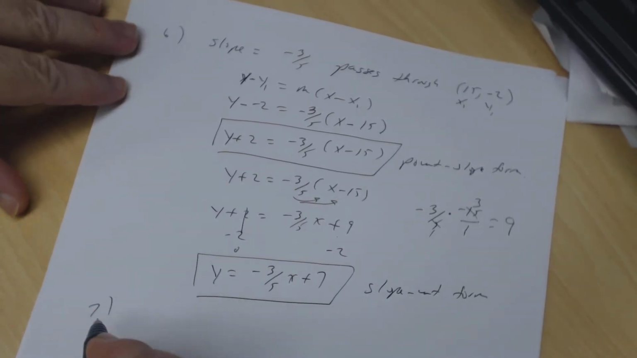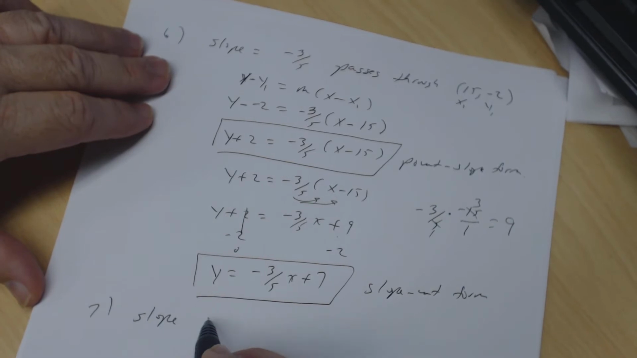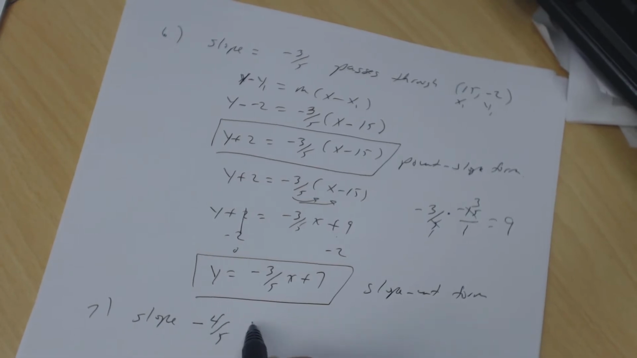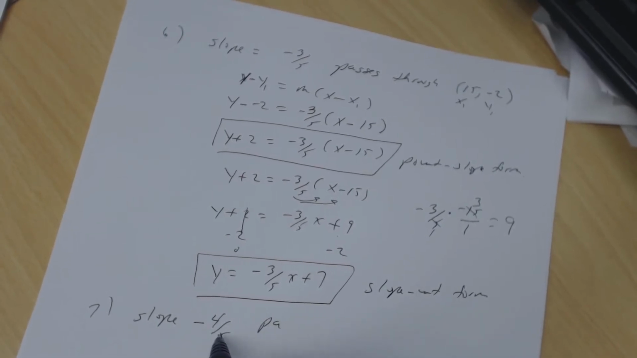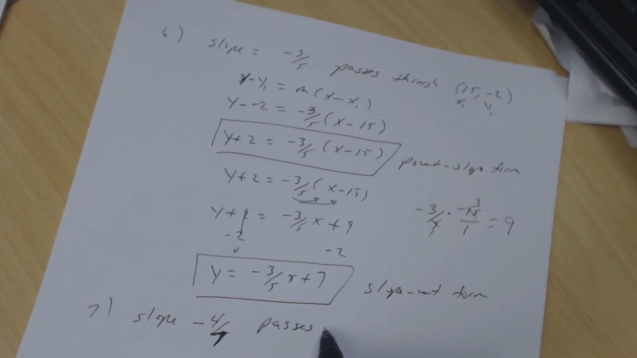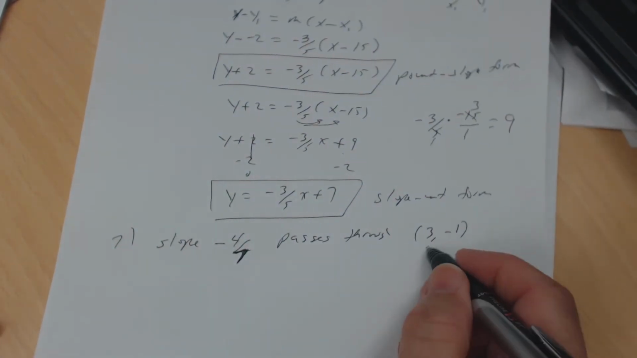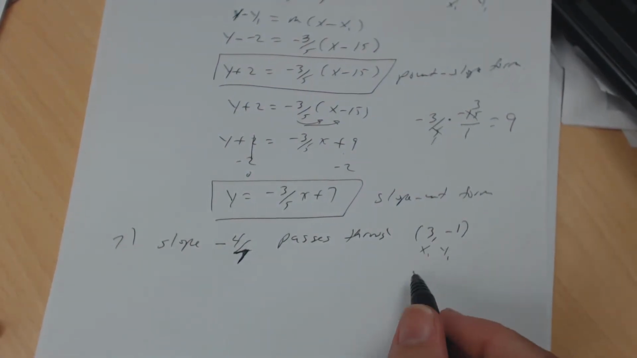Okay, number 7. Suppose the slope is negative 4/7, and it passes through this point. Let's say the point is 3, negative 1. All right, so this is your x1, y1. Make sure you label, as it does help.